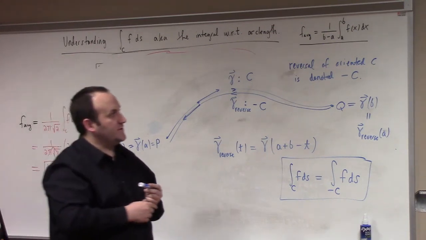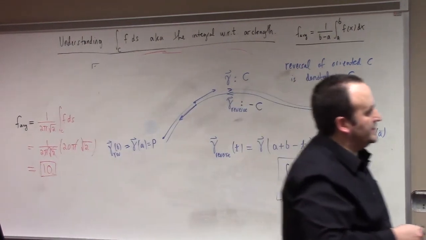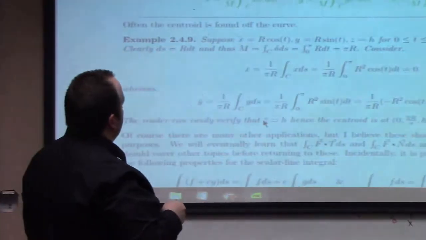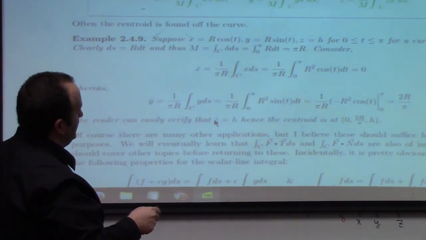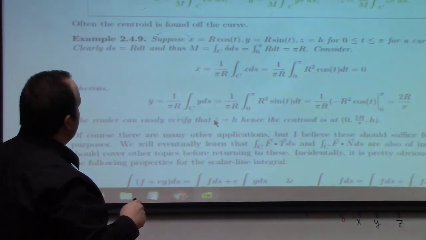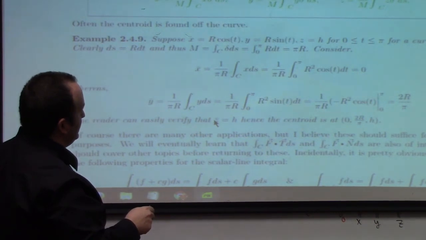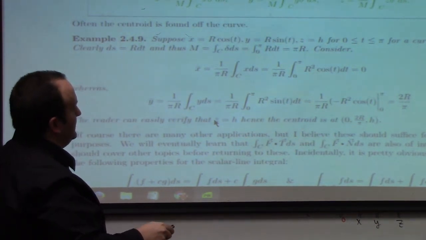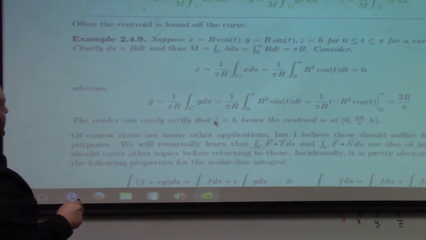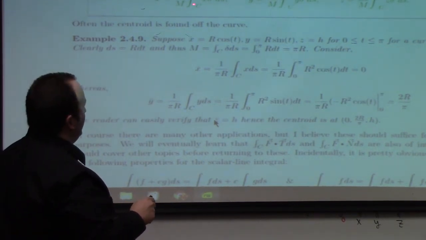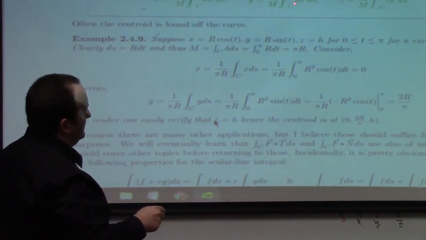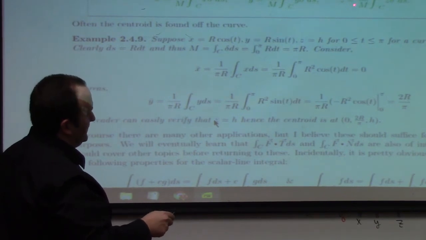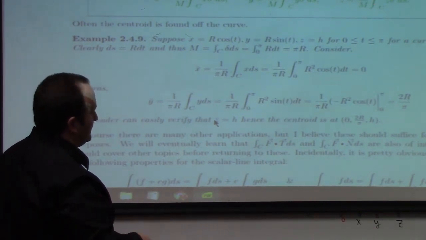So here was the last thing I just wanted to say again in class in case some of you haven't watched the video. If you have a curve with length L, and dm = delta ds, where delta is the mass per unit length, the total mass of the curve is found by integrating delta ds. The centroid, or center of mass for the curve, is x bar, y bar, z bar. It's 1 over the total mass times the integral of x times the density ds. The y coordinate of the center of mass is 1 over m times the integral over C of y delta ds, and the z coordinate is 1 over m times the integral of z delta ds.